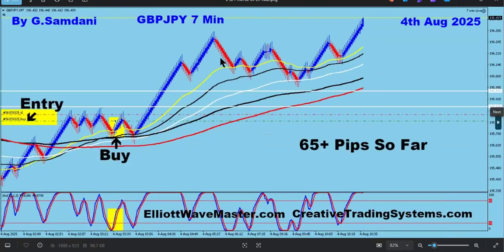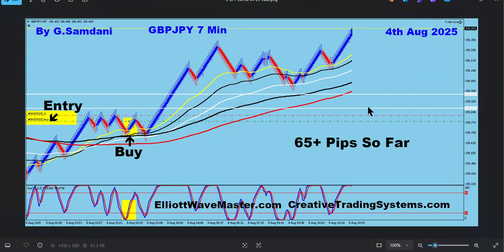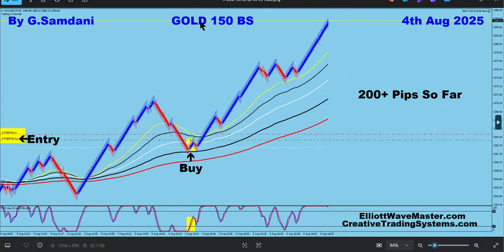The next trade is on the 4th, which was Monday, pound yen from a 7-minute entry. This is the EA opening the trade. There's a small arrow here that shows the expert advisor opened the trade. 65 pip here. This one, gold, 150 pip right there. The entry is right there, buy order. And 200 pip on the 4th.